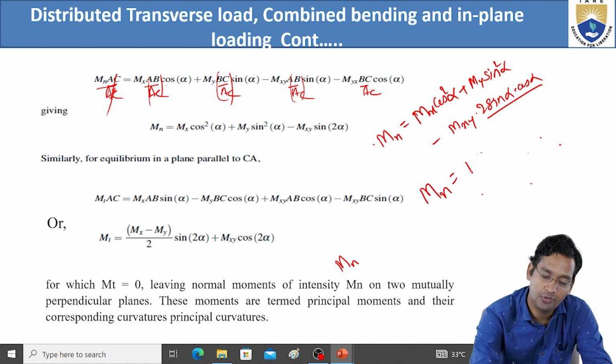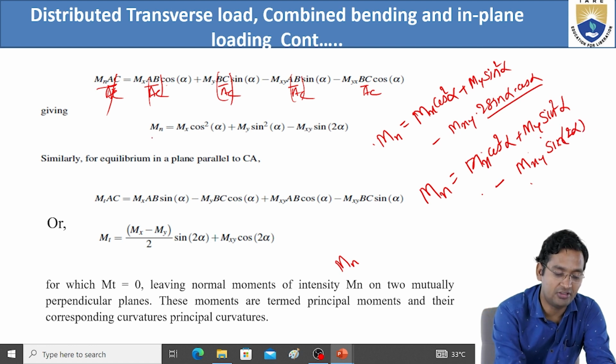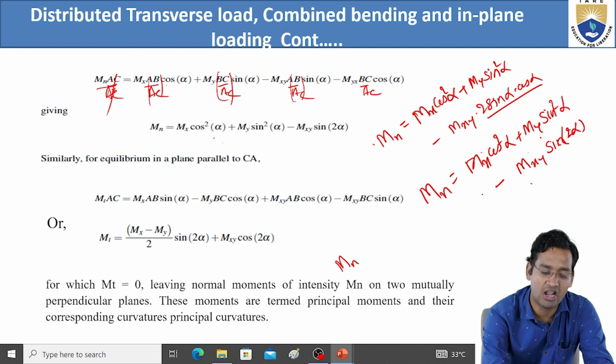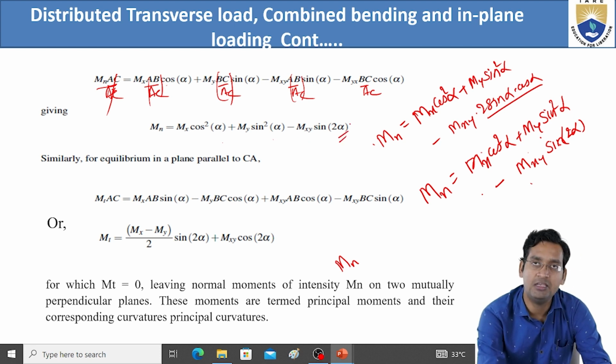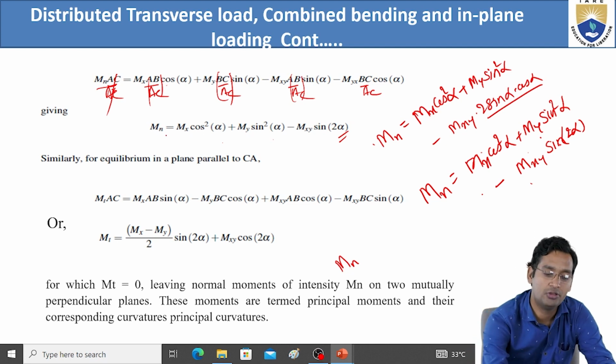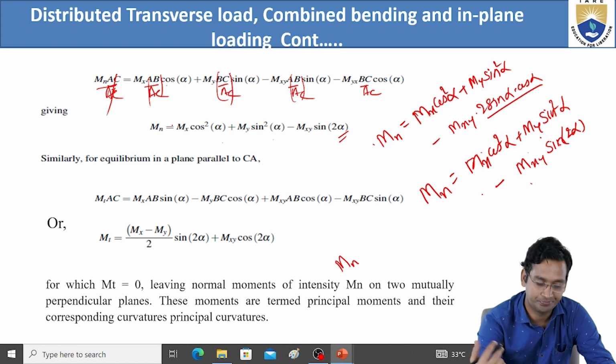Mn equals Mx cos square alpha plus My sin square alpha minus Mxy sin 2 alpha. Okay, so that is here. Mn equals Mx cos square alpha plus My sin square alpha minus Mxy sin 2 alpha. So this is Mn, okay, means normal moment.